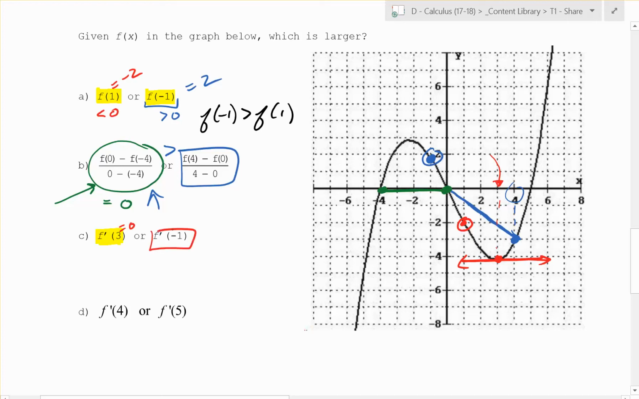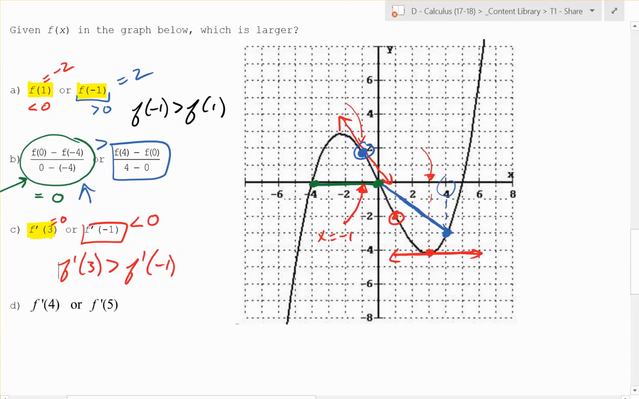What about f prime of -1, the instantaneous rate of change where x is -1? X is -1 right there. So you go to this point. What's the slope of the tangent line here? Well, the slope of the tangent line there really is negative. So which one is bigger? One of them is 0 and one of them is negative. So f prime of 3 has to be greater than f prime of -1, because this one is 0 and this one is negative.